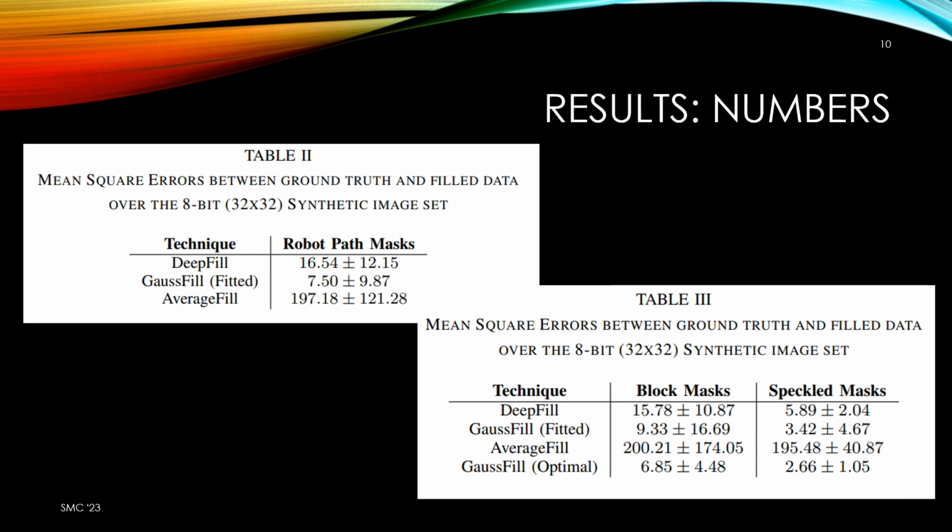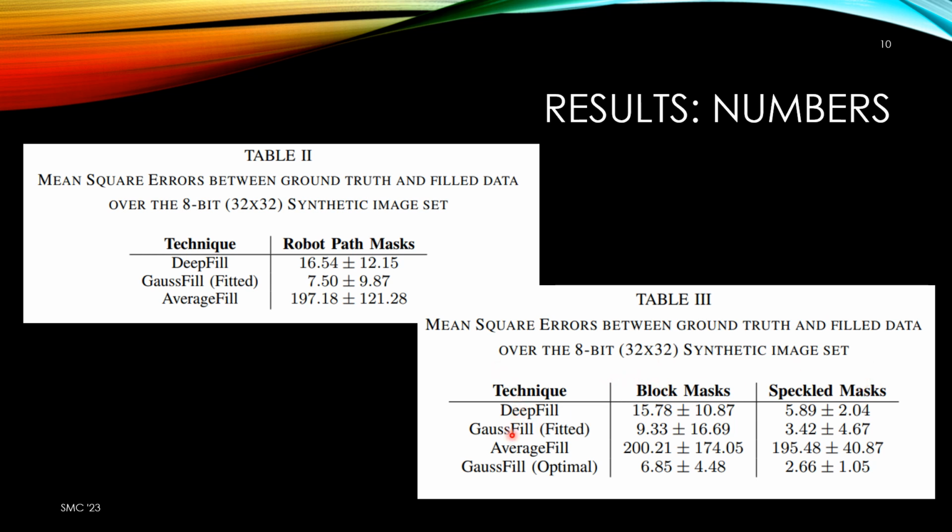Now, this is the first set of results that we present. This result is presented for the robot path mask. That means in this mask, the robot has covered some part of the environment and the remaining part has not been covered. An actual random path has been used for this. As you can see, with DeepFill, the mean square error with the ground truth is around 16. With GaussFill, it is 7. Whereas AverageFill, which is another baseline we use, has a mean square error of 197. So although DeepFill performs worse than GaussFill, which was to be expected, you have to take into account that it is not as bad as AverageFill. On the other hand, we compare the block mask and speckle mask images.